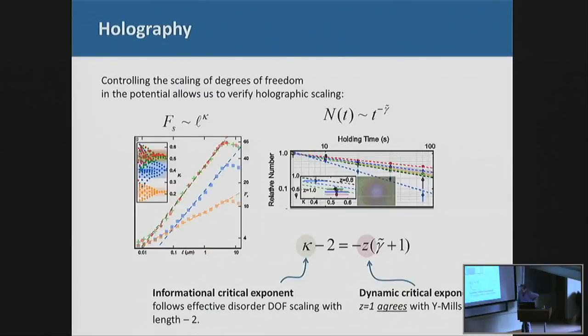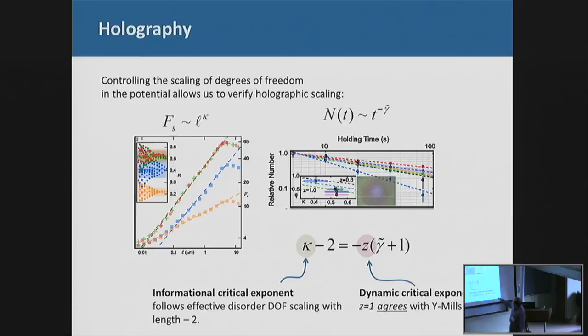Okay, so if that's true, then we ought to be able to see holographic types of effects. And so one thing that we can try to do is vary this scaling law, which is to vary how many degrees of freedom we have per unit volume, and then see if these scaling relations, these power law decays of atoms in the potential, actually respond to this scaling.